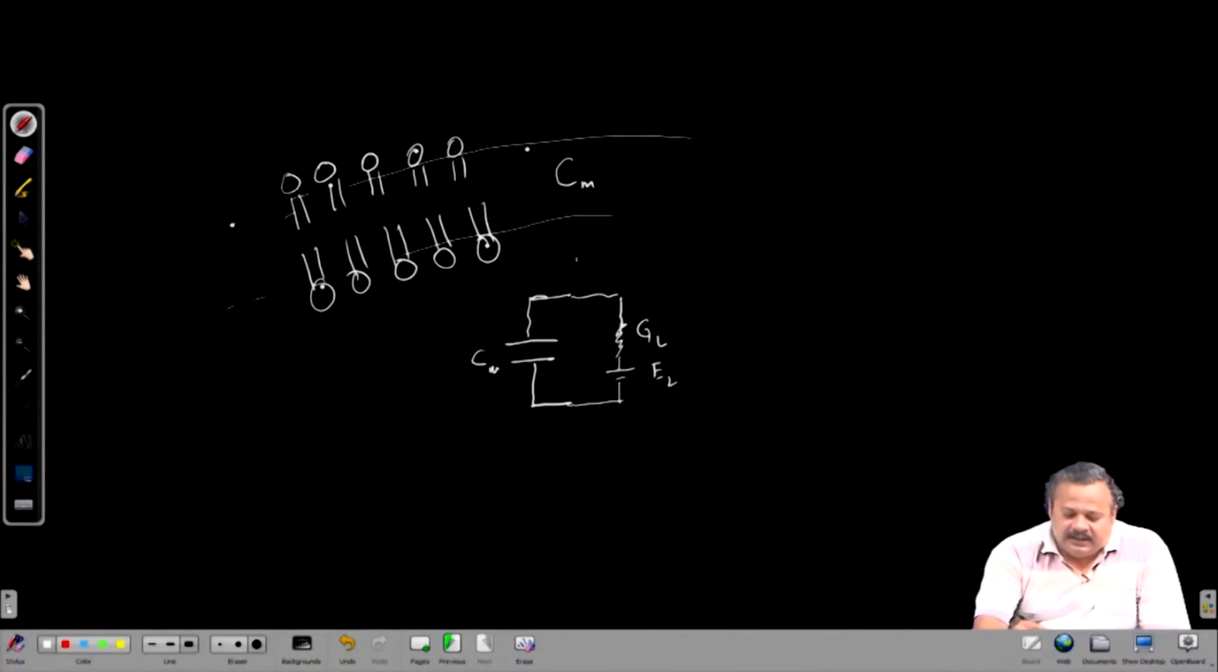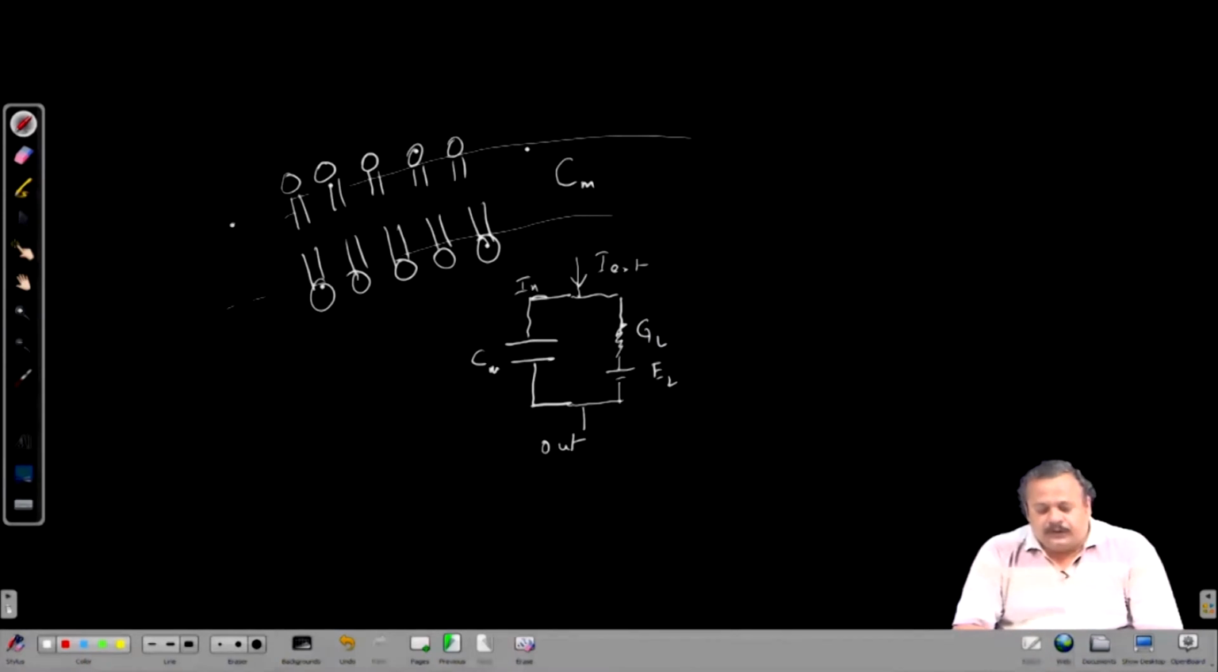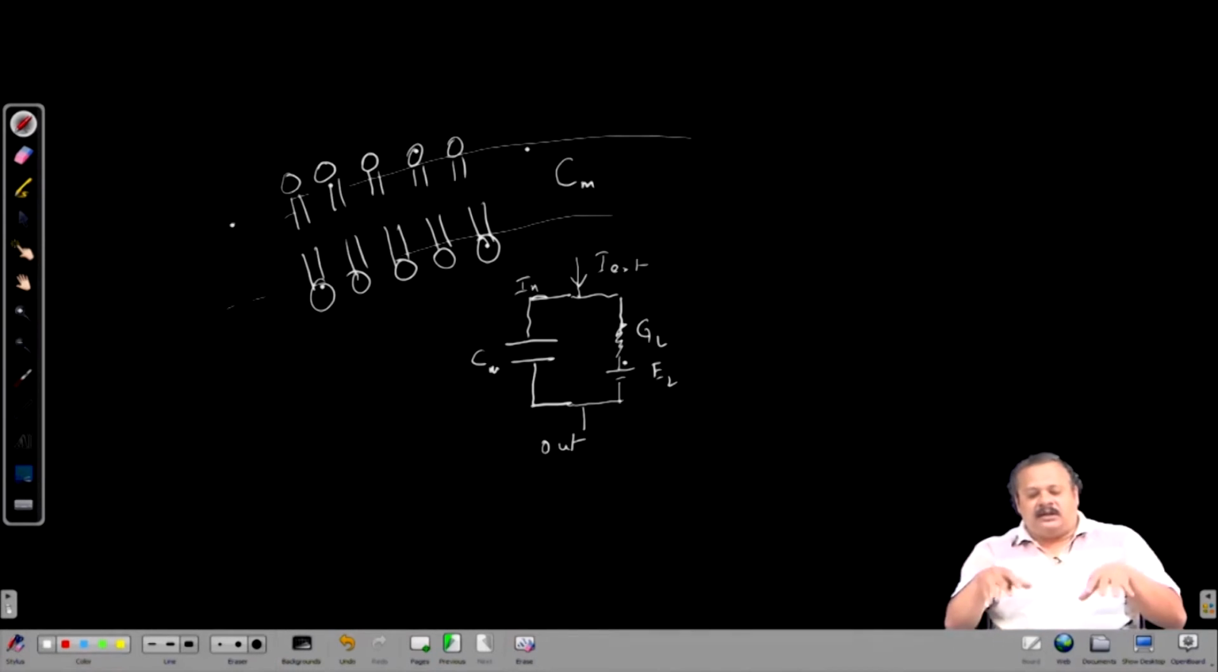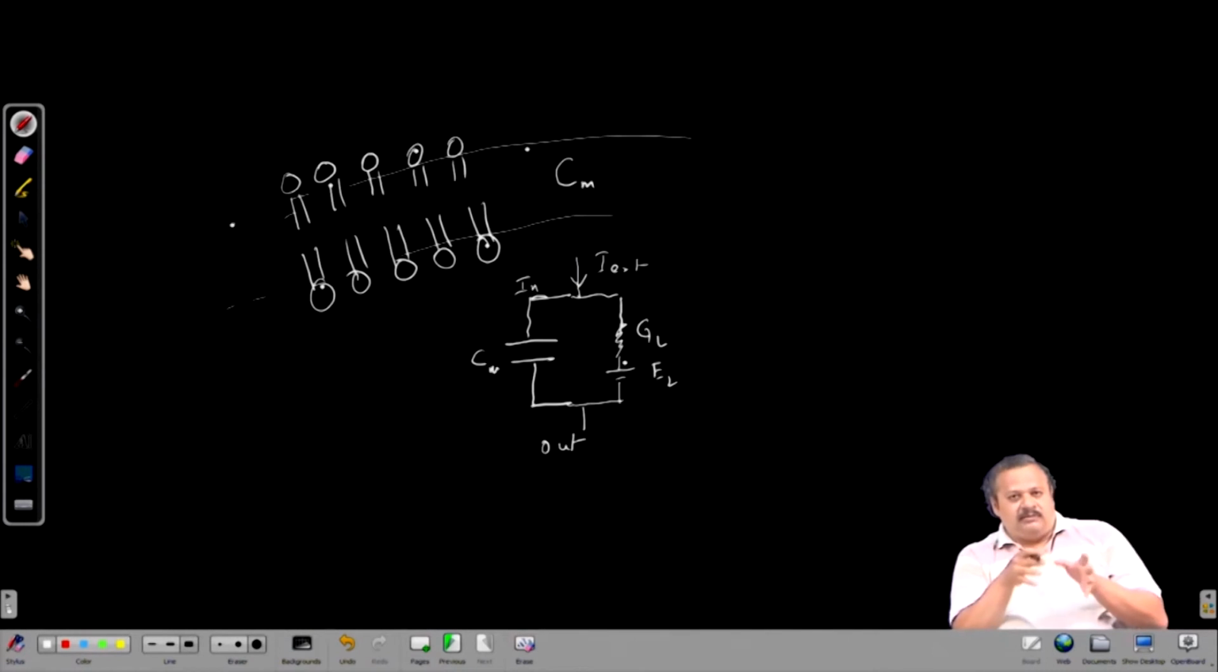And let us say there is an external current injection, I external, going in, and so this is the outside and this is the inside of the neuron. So, why are we drawing these in parallel? Because the current going across the membrane has a path within the membrane itself.